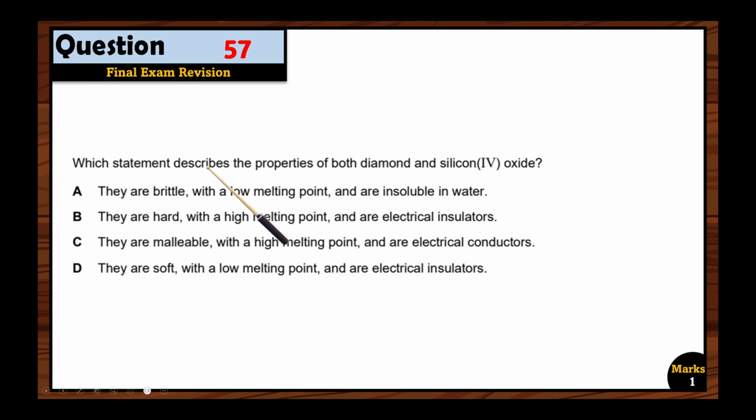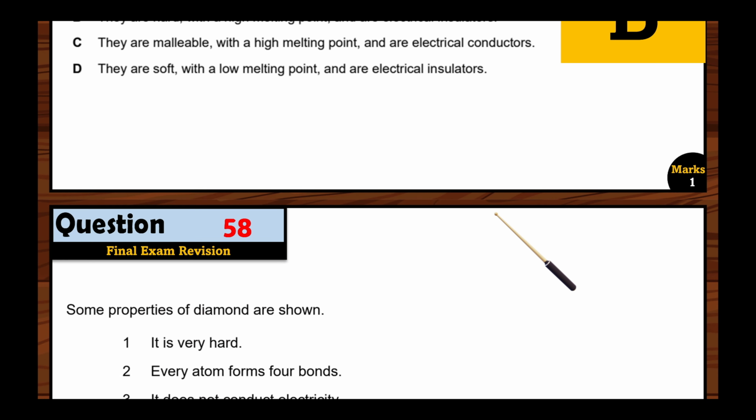Question 57. Which statement describes the properties of both diamond and silicon oxide? Again, we have some properties. Let's see. They are brittle. They are hard. They are malleable. They are soft. Soft, rejected. Malleable, rejected. They are hard. Yes, that's right. They are brittle. Of course not. So option B is right. We don't have to read, but if you want to, they also have a high melting point. Yes, of course. And are electrical insulators. Yes, they are not good conductors of electricity, right? So option B is right.